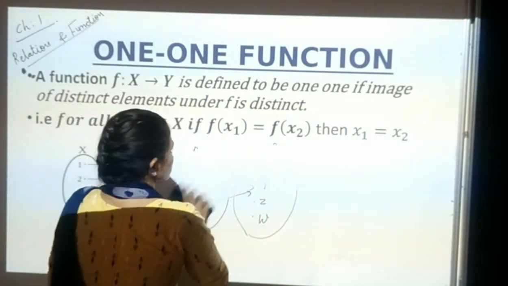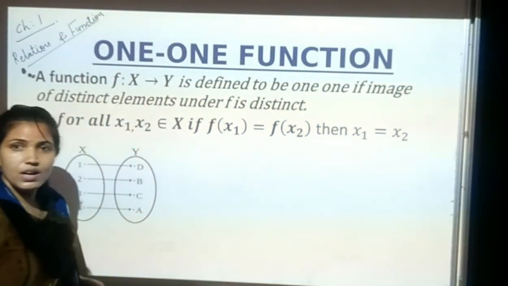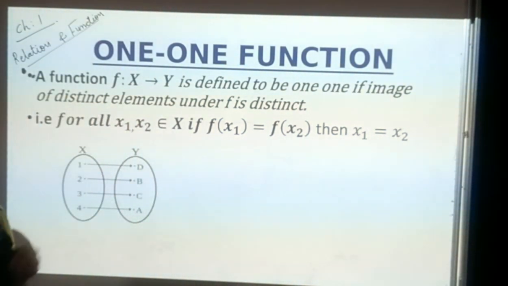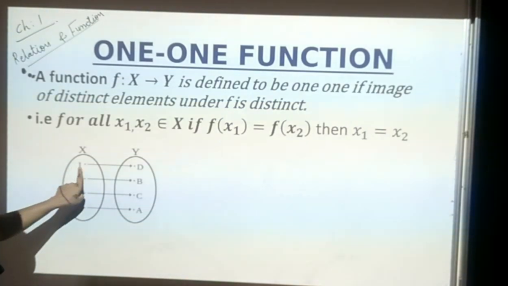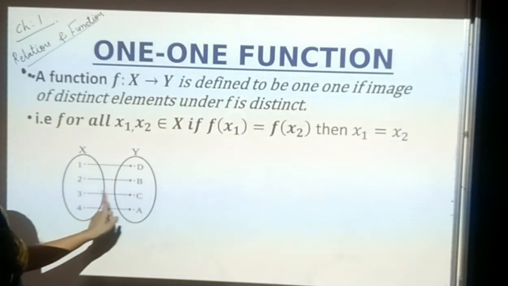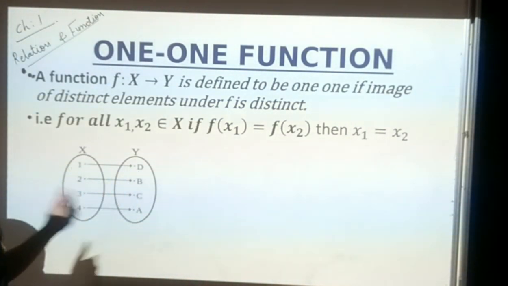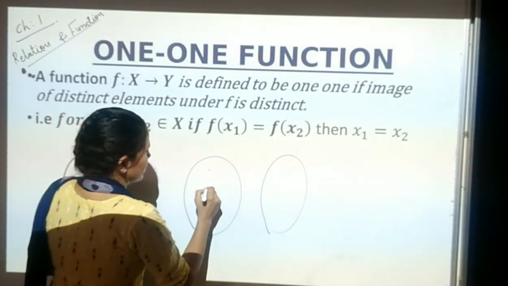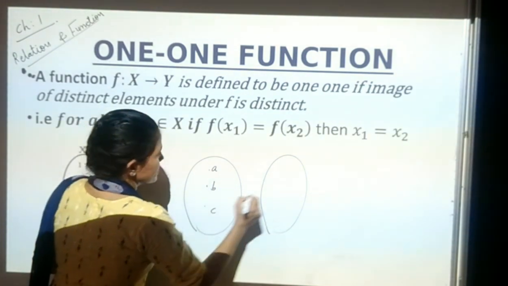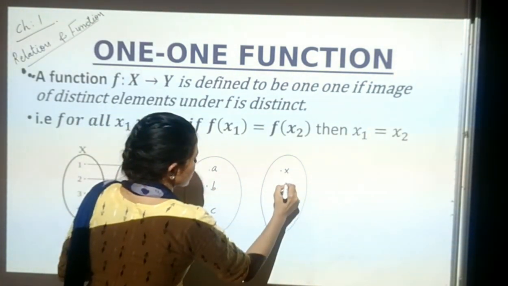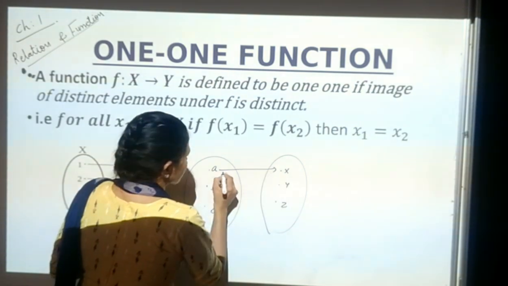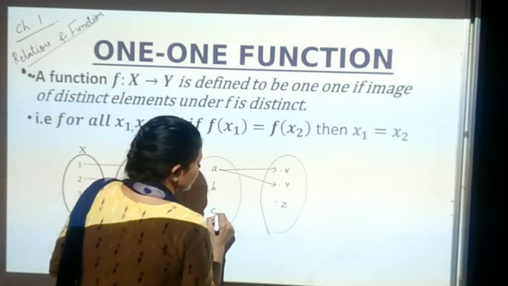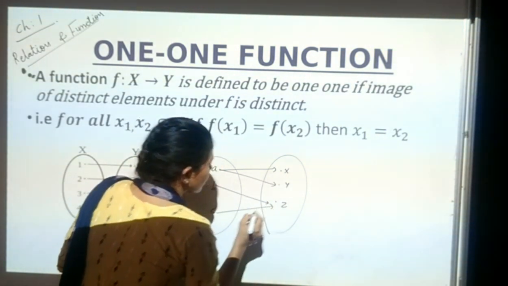I hope you understood now what is a 1-1 function. Again, let me repeat quickly. What is a 1-1 function? One element is related to one element. One and one. If I write down like this, here A, B and C, here X, Y and Z.